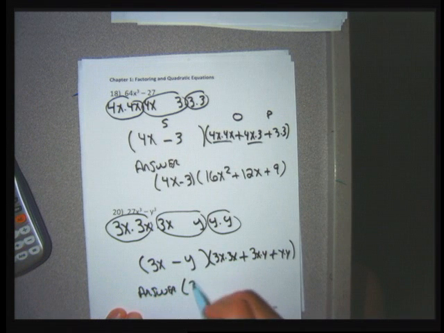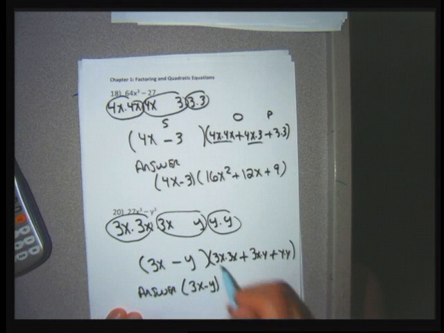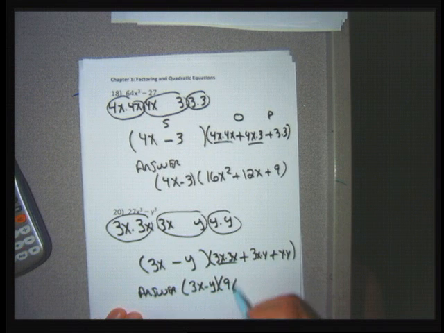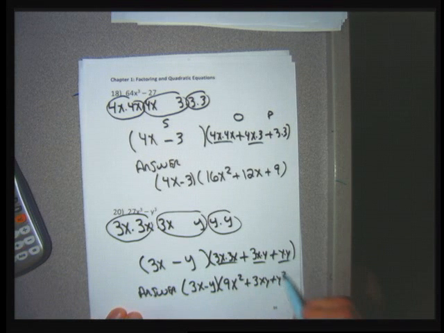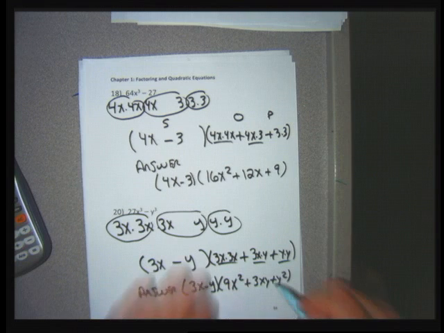So my answer is going to be 3x minus y first. Second, 3x times 3x is 9x squared. 3x times y, I'm just going to leave that as 3xy. And y times y, I'm going to write as y squared. So it's 3x minus y, and then 9x squared plus 3xy plus y squared.